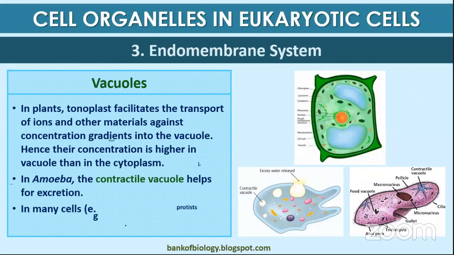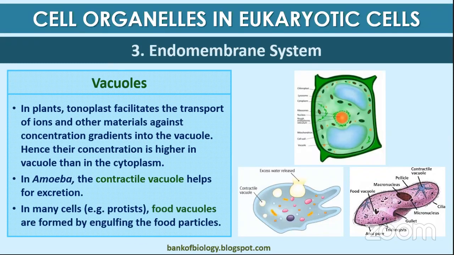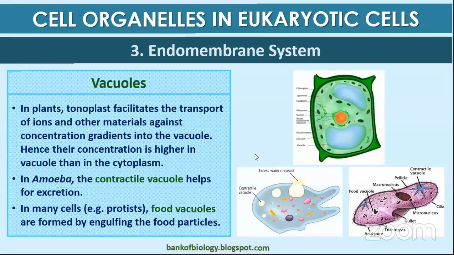The tonoplast facilitates the transport of ions and other materials against the concentration gradient. That means whatever is in lower concentration should be pushed to a region of higher concentration, that is against the concentration gradient. In amoeba, the contractile vacuole helps in excretion. In many cells, for example protists, food vacuoles are formed by engulfing food material.